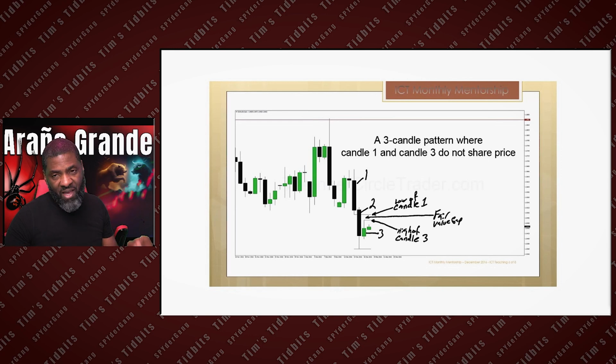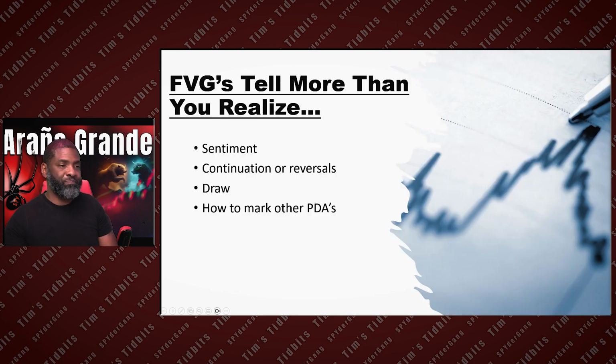Now, what is a fair value gap? A fair value gap is a three-candle pattern where candle 1 and candle 3 do not share price. So in this example, this is candle 1 and this is candle 3. And the space in between, where those wicks do not overlap, that is your fair value gap. The low of candle 1 in this instance and the high of candle 3 don't share price. That's your fair value gap.